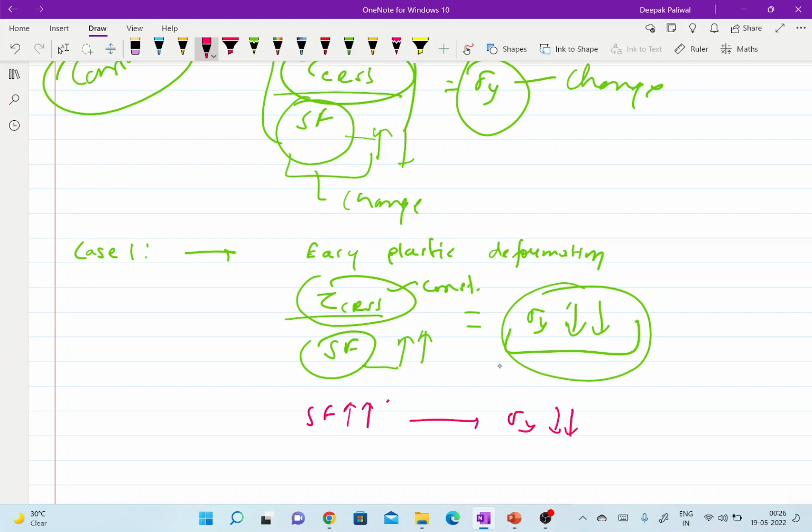That means the resolved stress on that particular plane, by applying the sigma load on that material, is very high, which is exceeding the tau CRSS value. So the plastic deformation becomes easy.